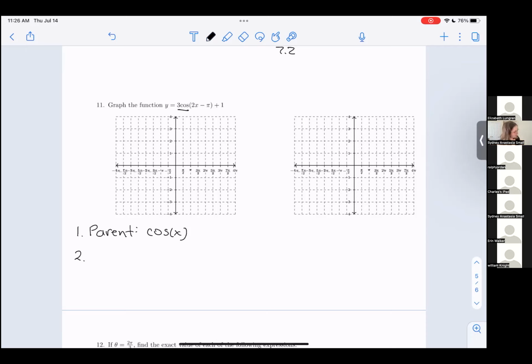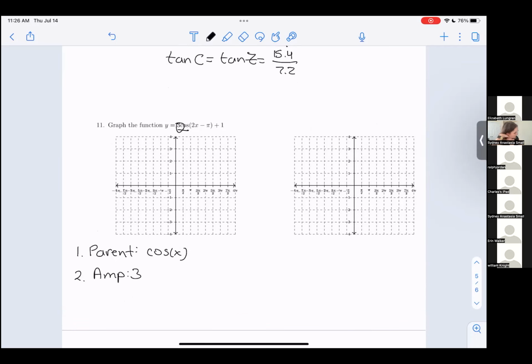Second, we want to look at amplitude and vertical shift. Amplitude, we just pluck the multiplicative coefficient off the front of the trig function. So our amplitude is 3. And then vertical shift, we just look at if there's any constant added or subtracted from the end of the equation. And we see we have a +1 here, so we do have a vertical shift of 1. This information gives us enough to draw what the y bounds of our box will be.